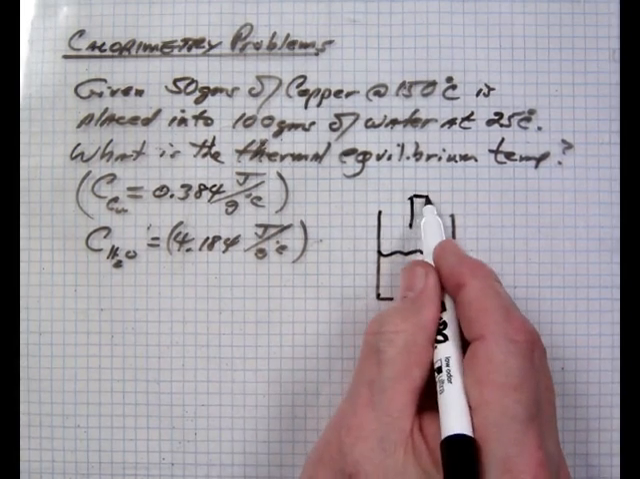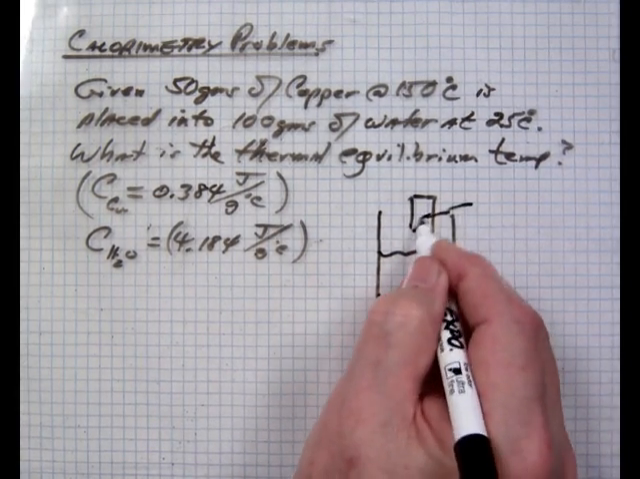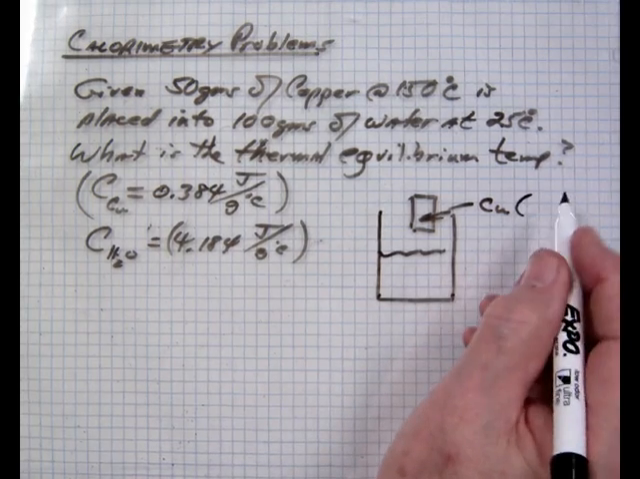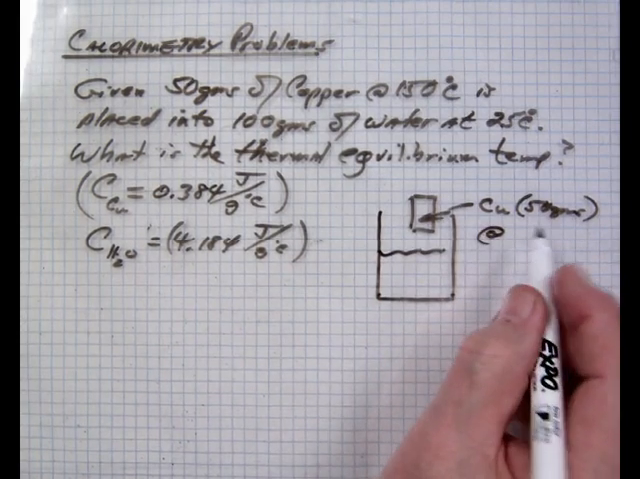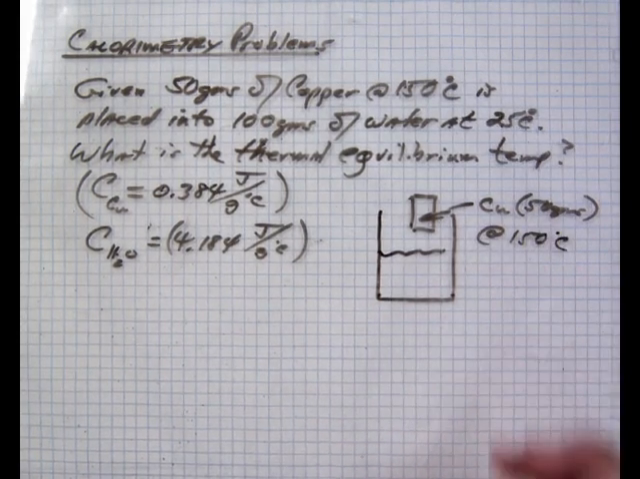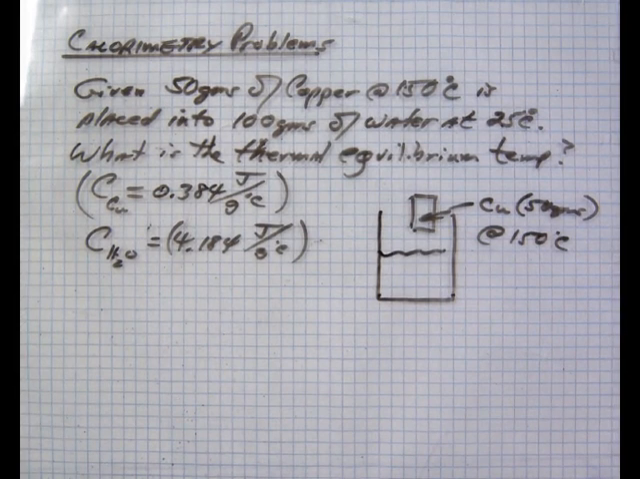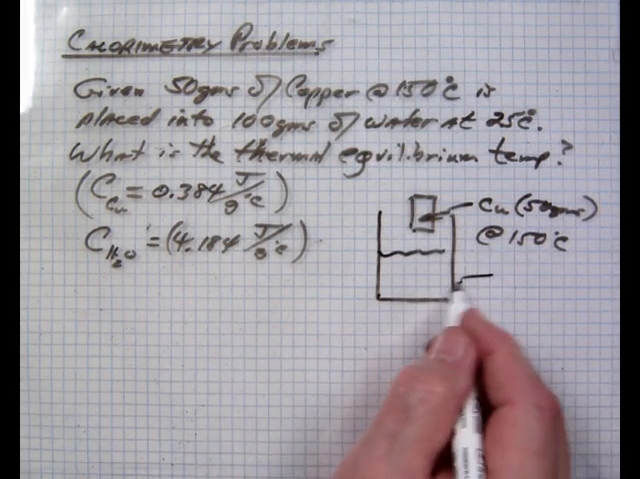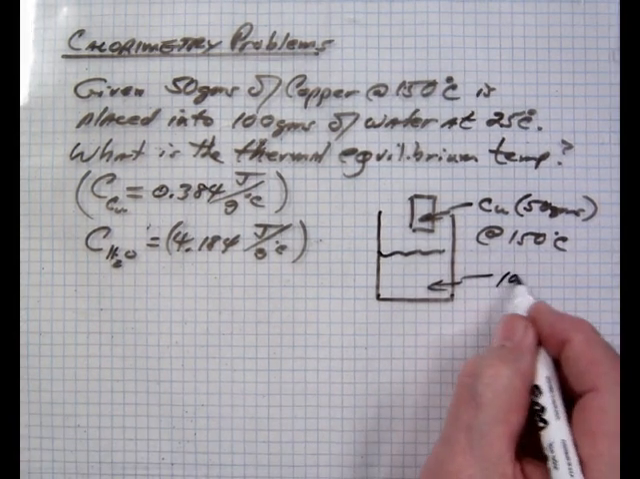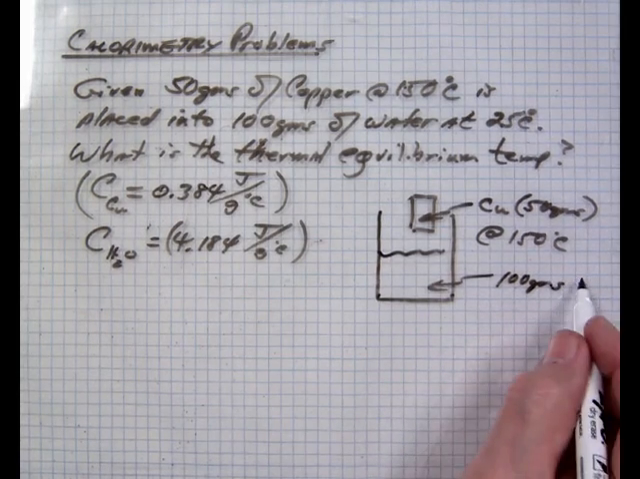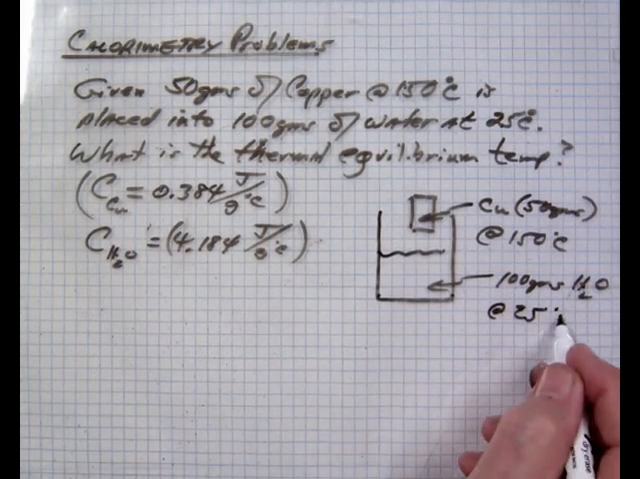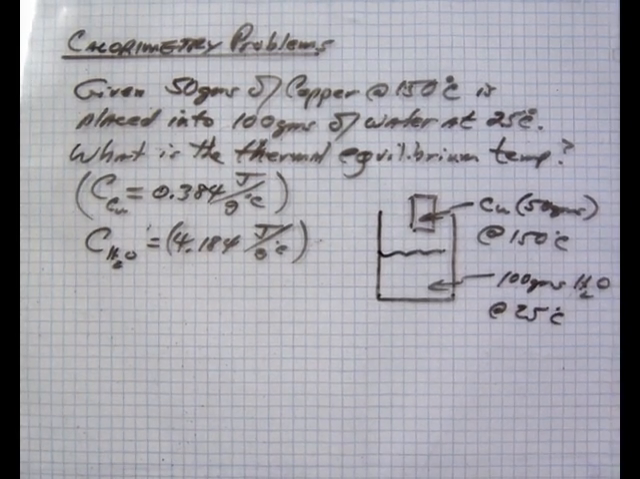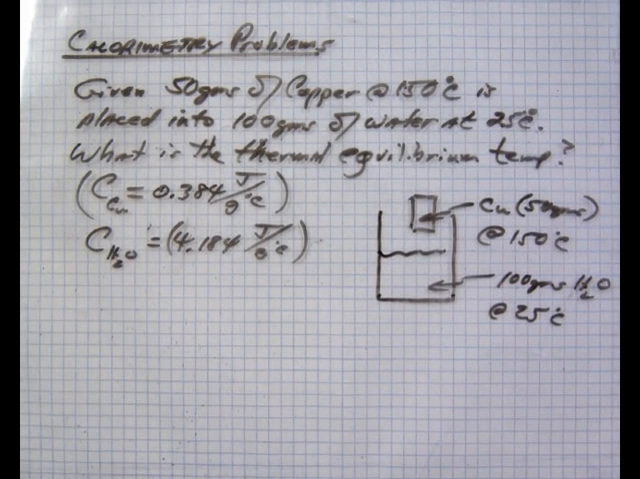So let's just say you have a little block of copper, and we're talking about 50 grams of it at 150 degrees C. We're going to place that into 100 grams of water at 25 degrees C. What's the final temperature of those items when they come to thermal equilibrium, or achieve the same temperature?